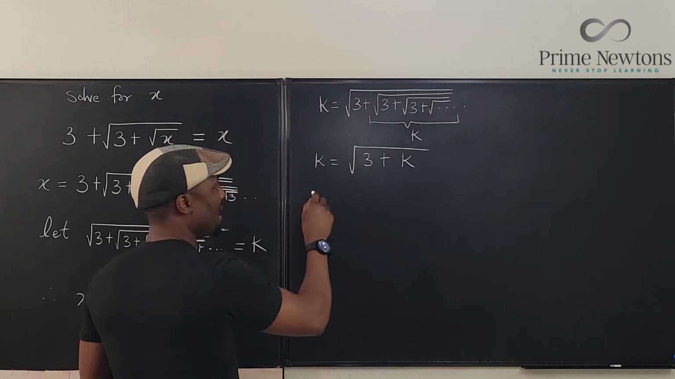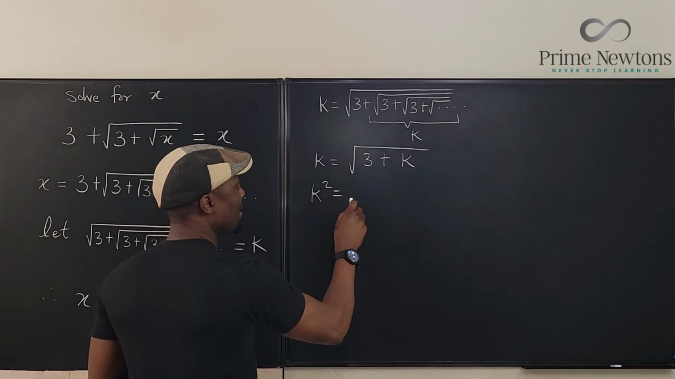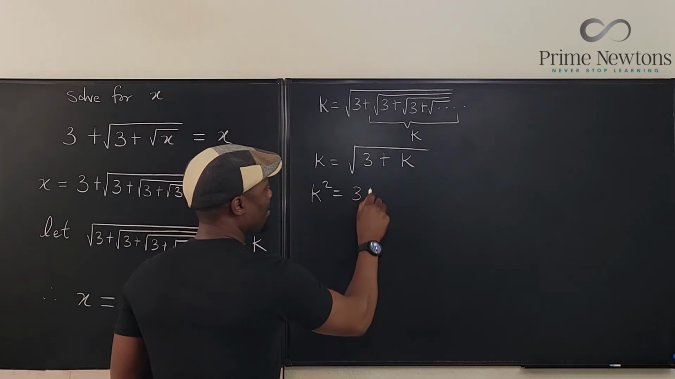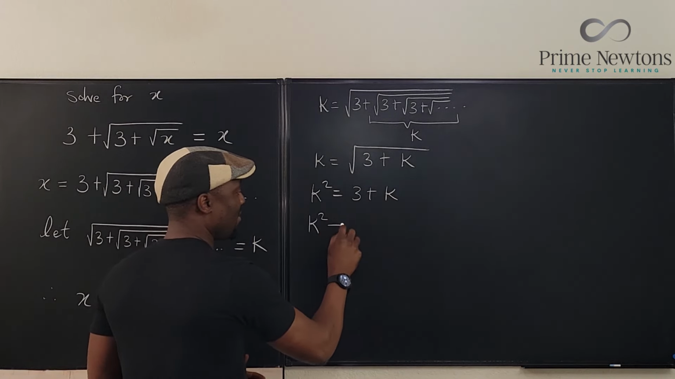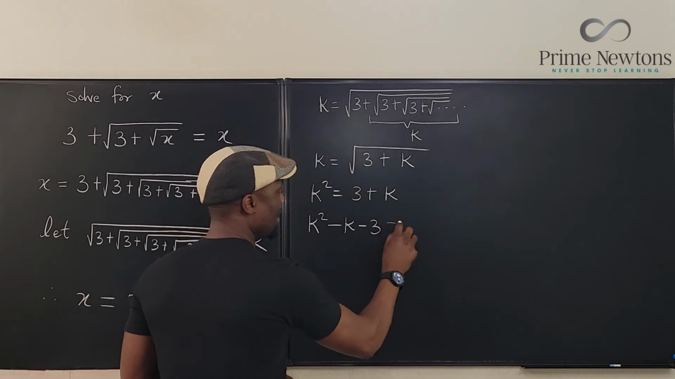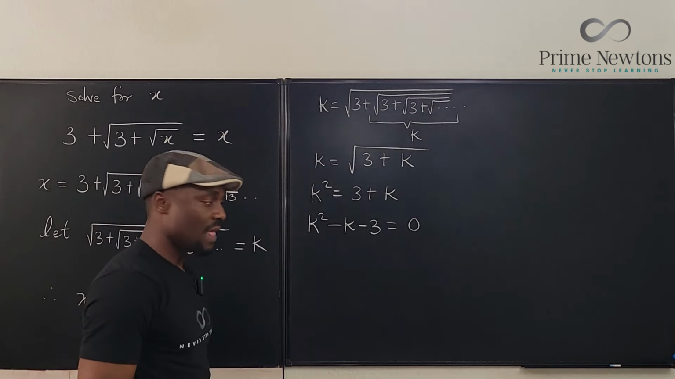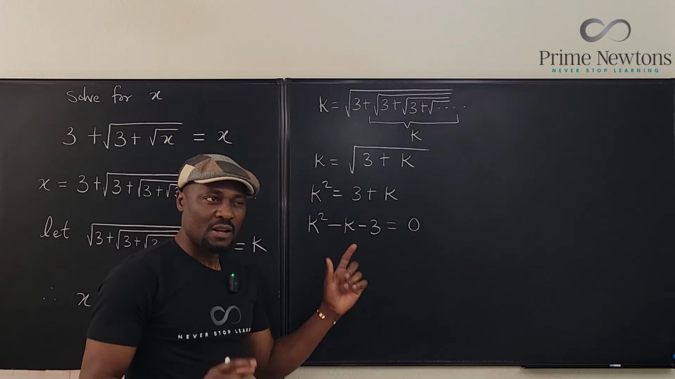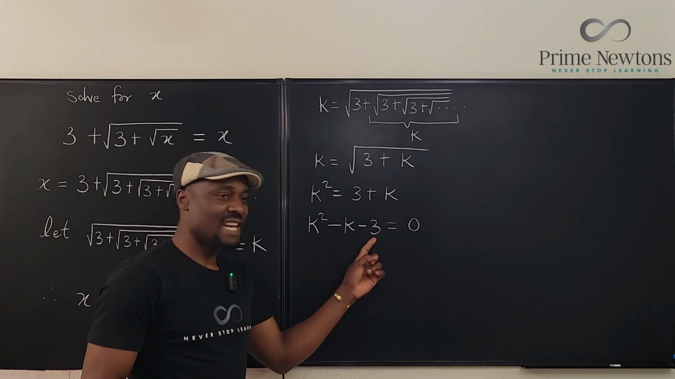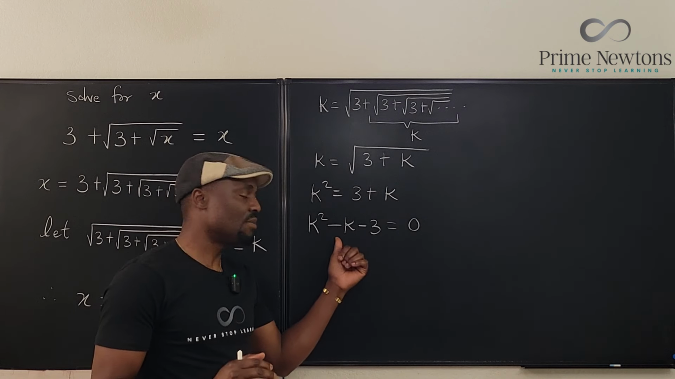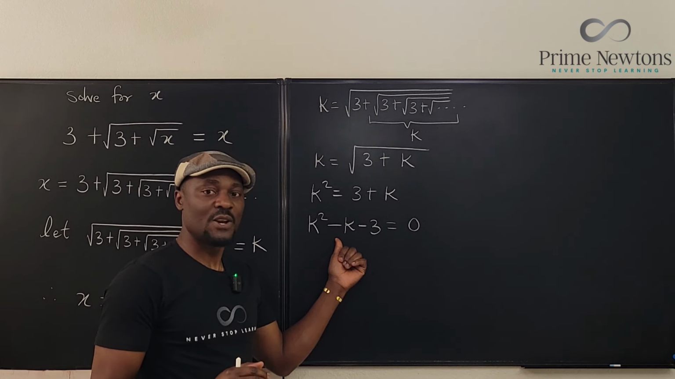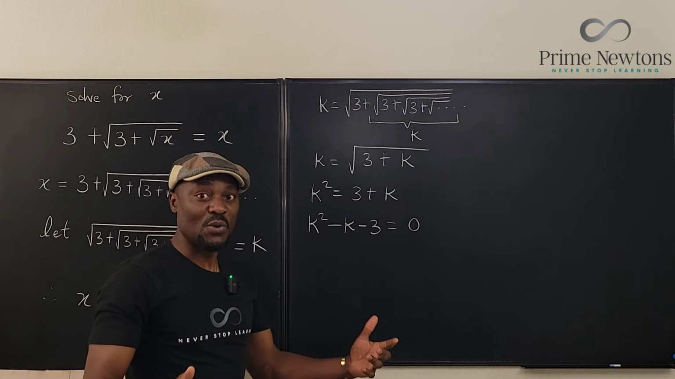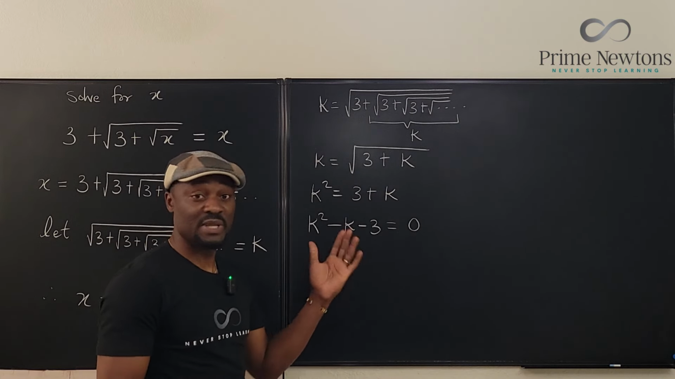If I square both sides, I'm going to have k squared is equal to 3 plus k. And then I can have k squared minus k minus 3 is equal to 0. Now, can this be factored? Two numbers you'll multiply to get negative 3, and their sum is going to be negative 1. No, there are no such numbers. So I have to use the quadratic formula or completing the squares.